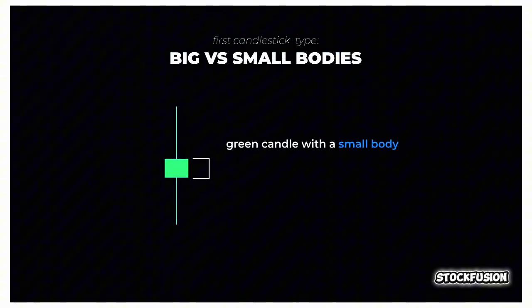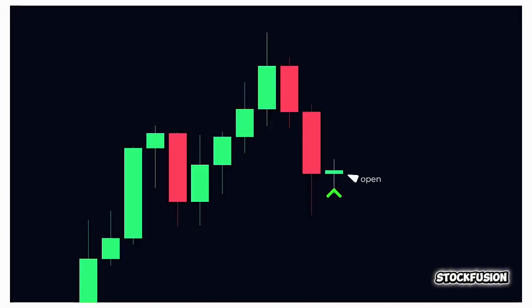A green candle with a small body shows that, although buyers were in control, they weren't very dominant, as sellers also put up a lot of resistance. The price opened lower, and buyers tried to push it up. But since sellers were almost as strong, the price didn't move much and ended near the opening price. This is why the candle has a small body.